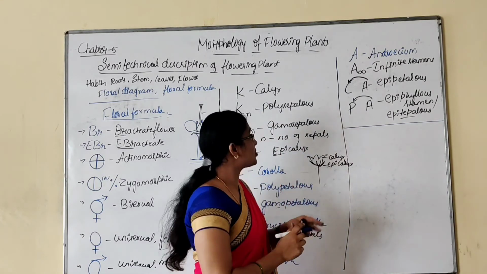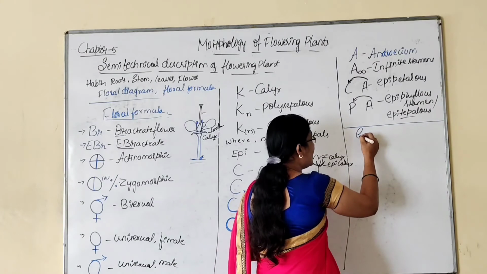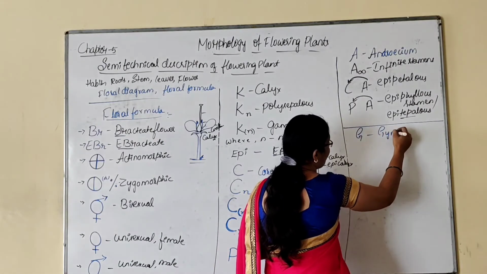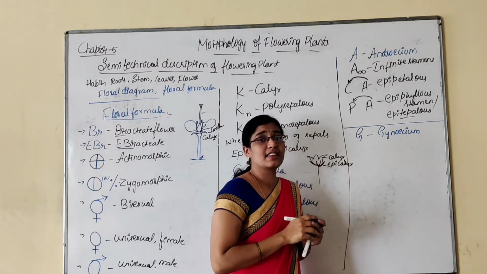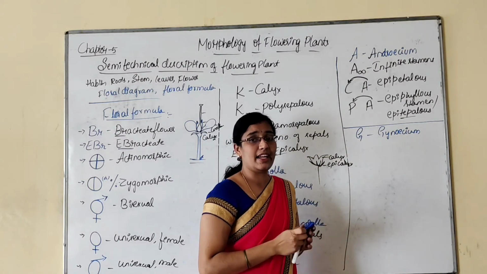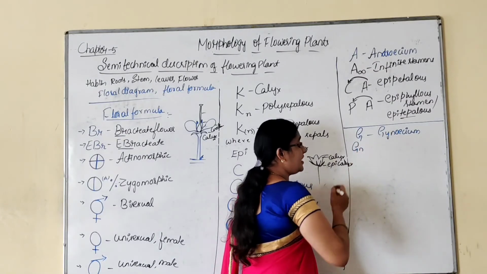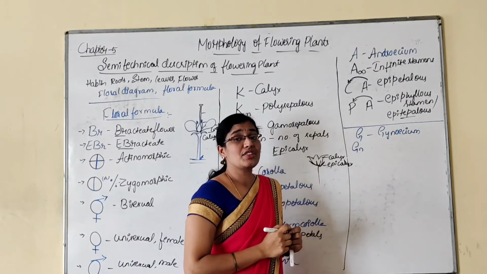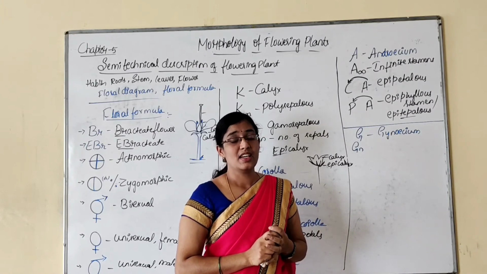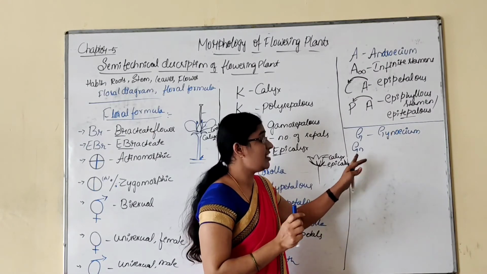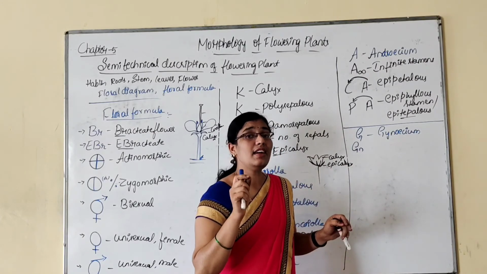So which is the innermost whorl of the flower? Gynoecium. So G is the symbol given for gynoecium. And here if we write G and N, the structural units of gynoecium are nothing but the carpels. Here N indicates the carpels.